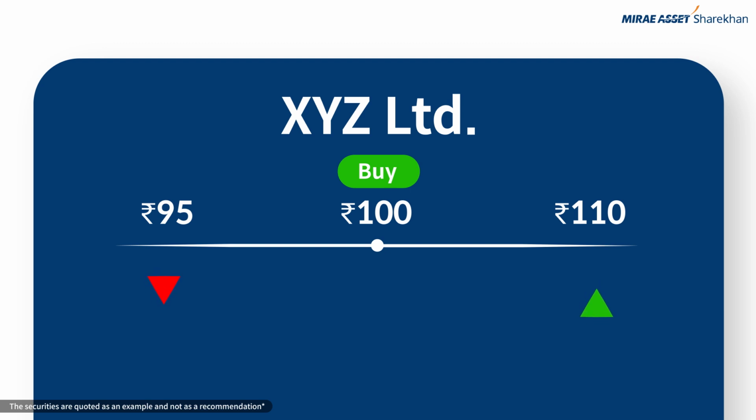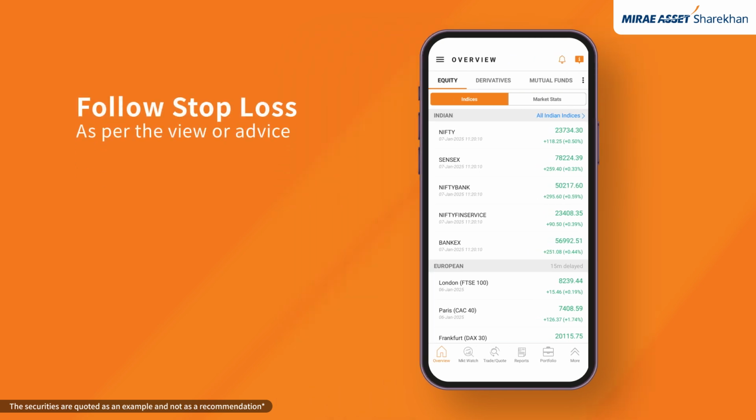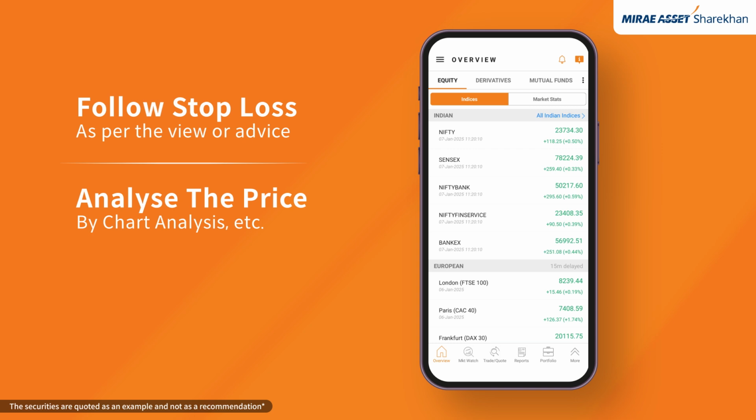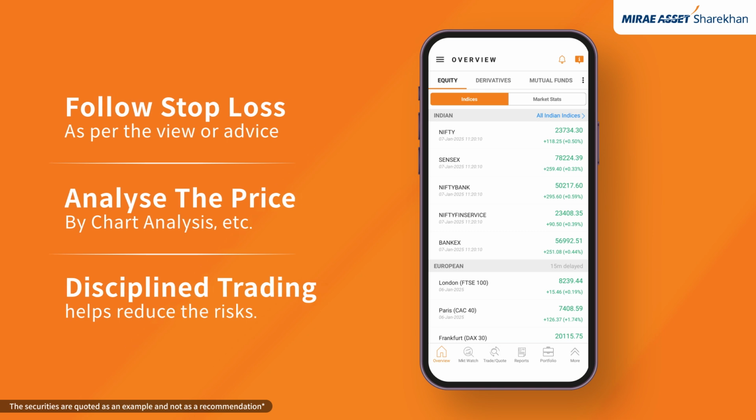Why is stop loss important? Stop loss is crucial because it separates trading from speculation or gambling. As a trader, following proper stop losses, either based on research, chart analysis, or other strategies, helps you control risk effectively and avoid holding on to falling stocks unnecessarily.